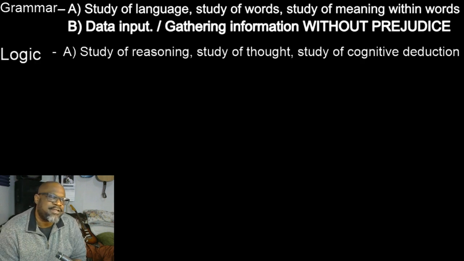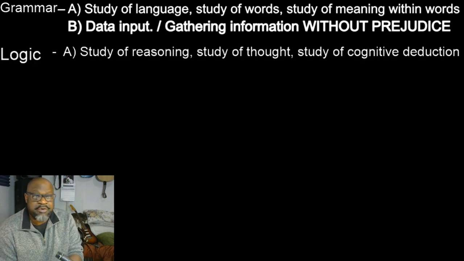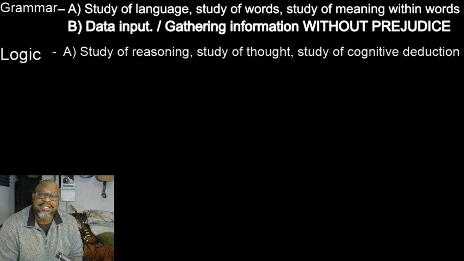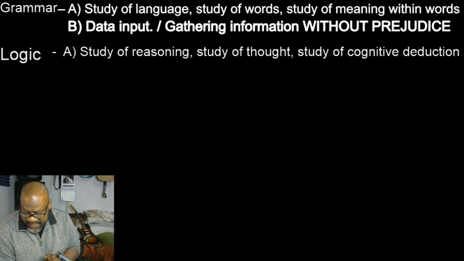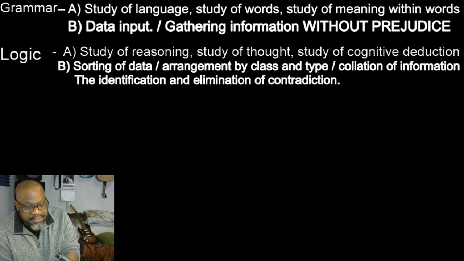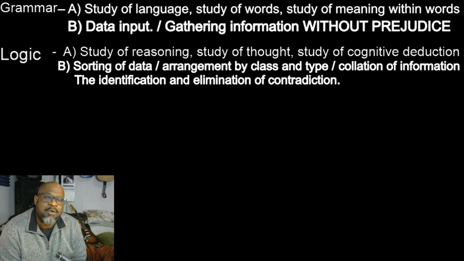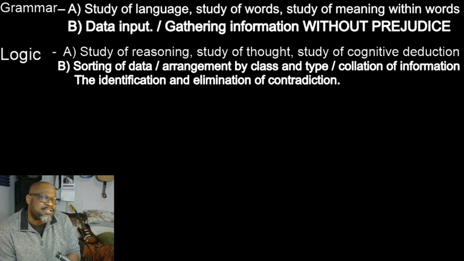Our next subject is logic, a study of reasoning, a study of thought, a study of cognitive deduction. Its secondary definition is the second step of our critical thinking process, and that is the sorting of data, arrangement by class and type, apples and oranges, if you will, collation of information, the identification and the elimination of contradiction. In this step, we perform analysis on the data we collected in the first step.